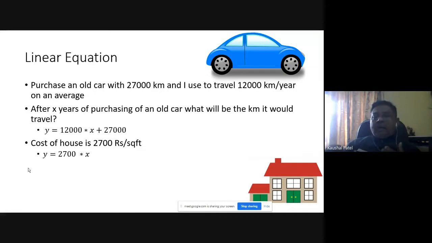Suppose I purchase a house, and the cost of the house is 2,700 rupees per square feet, so the cost depends directly on y is equal to 2700 multiplied by x. Here the beginning is zero, because it is not given. So we can say that the beginning point might be present or might be absent, and still we get a linear equation.